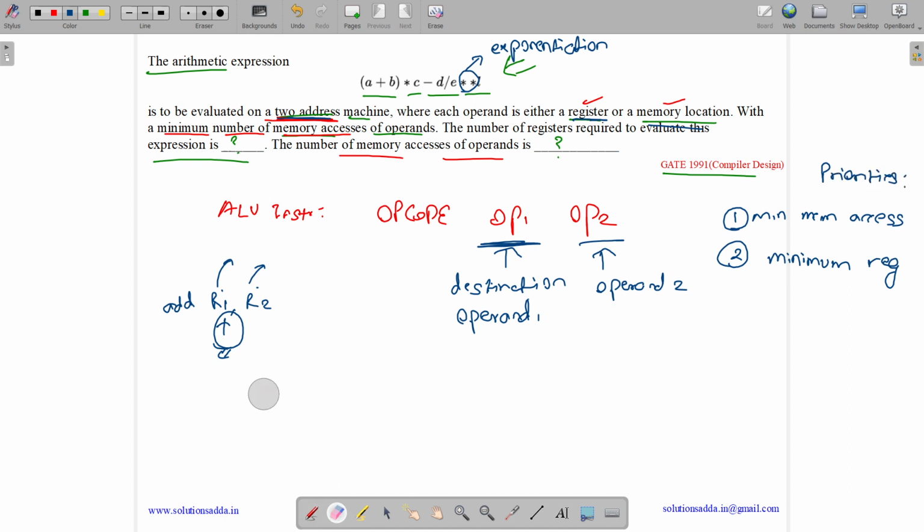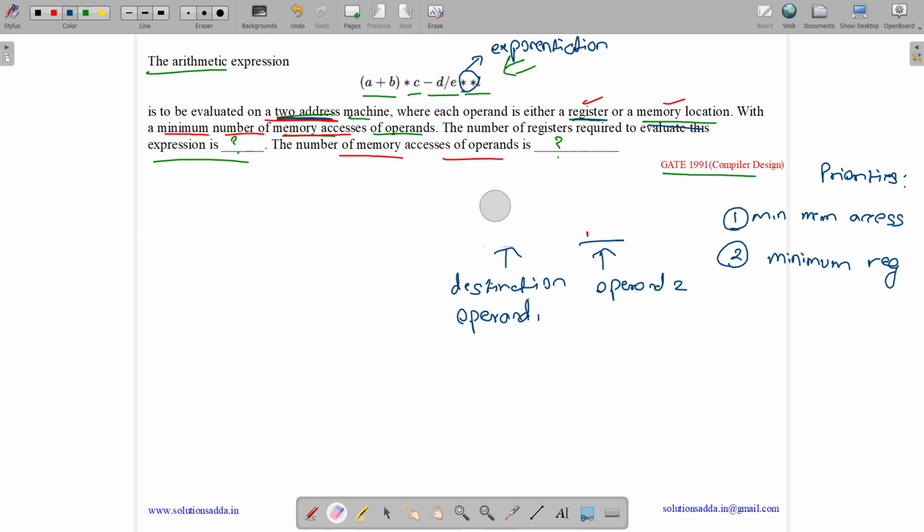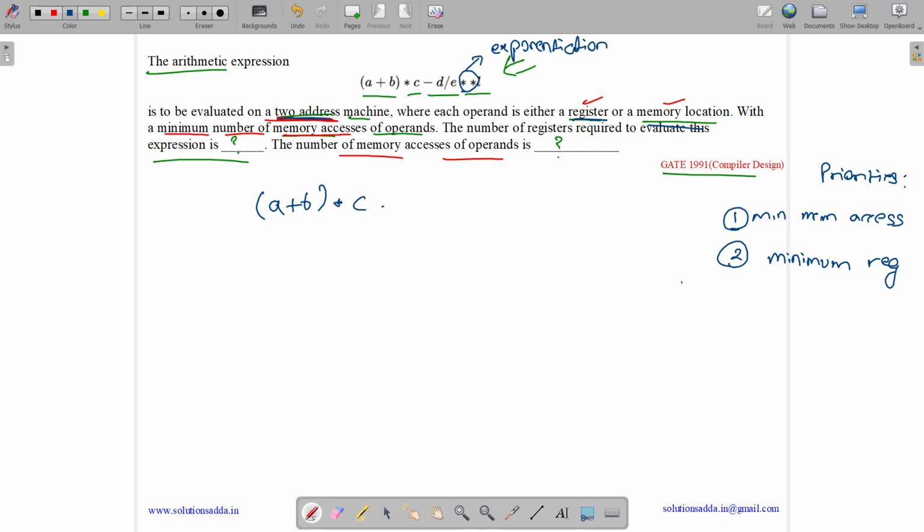Now let us see how we will do this. I will tell you each operation we need to do to evaluate this expression. Let me first write the expression so it becomes clearer: (a + b) * (c - d / e ** l). I will write the operations and tell you the number of registers and memory accesses. First we bring the value a into register R1. So one memory access is done.